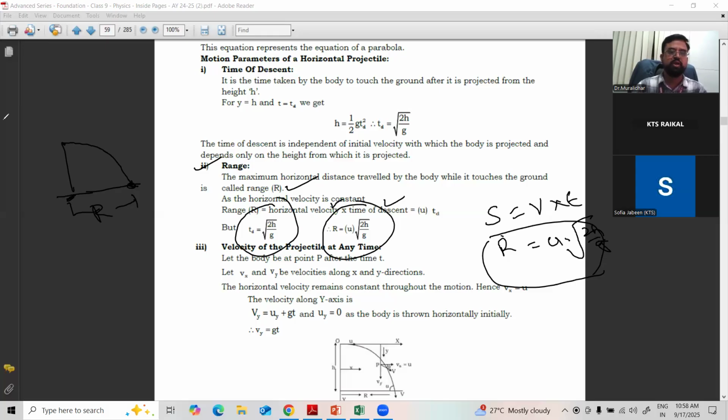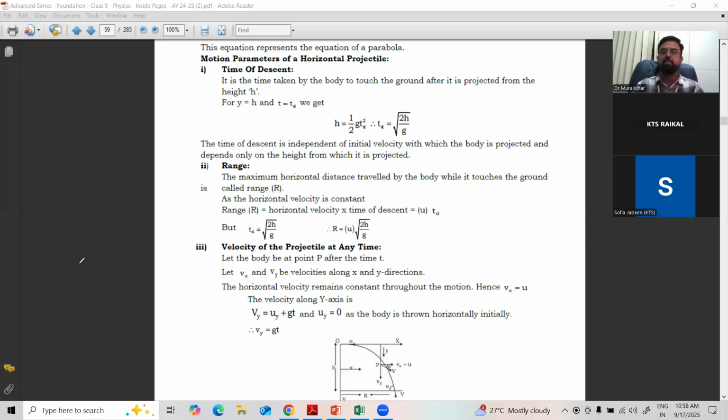So we discussed two points. One is time of descent, the time taken by the horizontally projected body to reach the ground. And second is range, how much maximum distance is covered from the ground when it is projected from a tower, which is given by the same formula, velocity into time. But in place of time, what do we have to take? Time of descent, the total time. So that is u into under root of 2h by g.